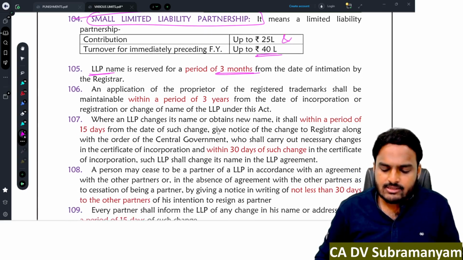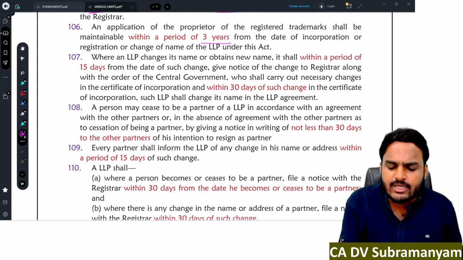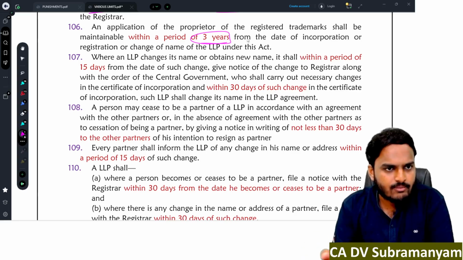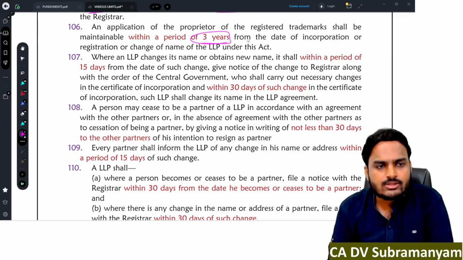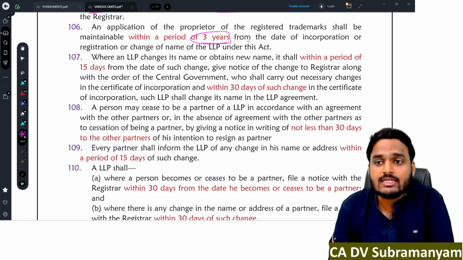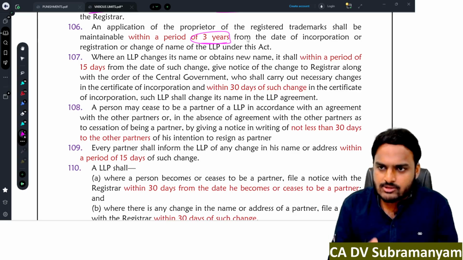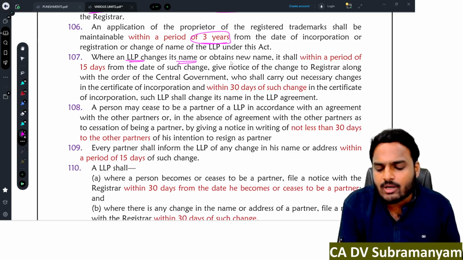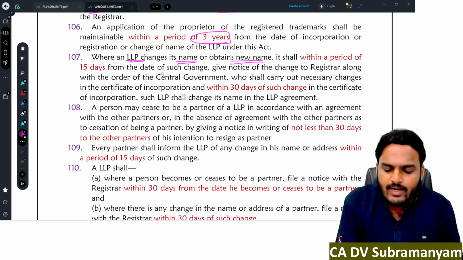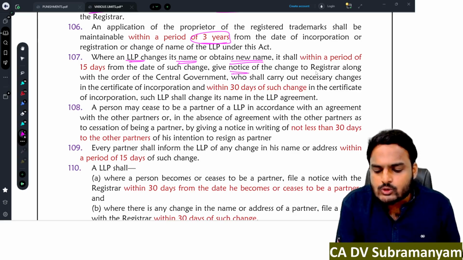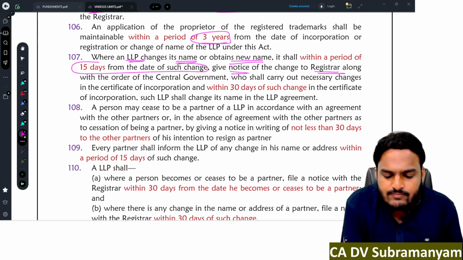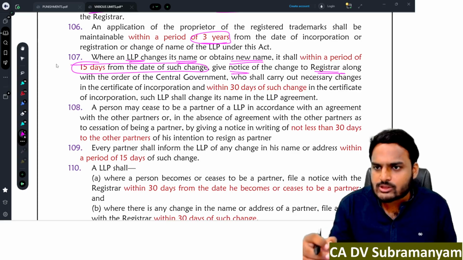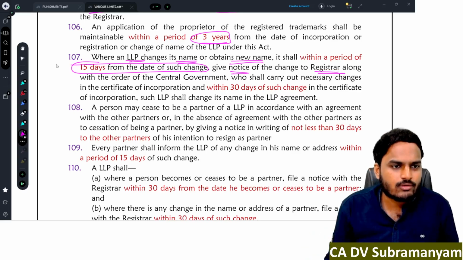Next one, in case of infringement of trademark, same time period I just now discussed with you in incorporation of companies. Yes, the owner of registered trademark has to file an application with central government within 3 years of incorporation of the company. Here also the same time limit. Next, whenever LLP changes its name or obtains a new name, it is required to give a notice to the registrar within 15 days from date of change. Within 15 days from date of change of the name, it has to give notice to the registrar along with the order of central government.